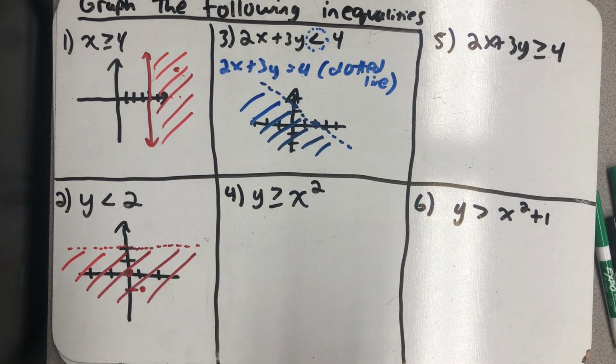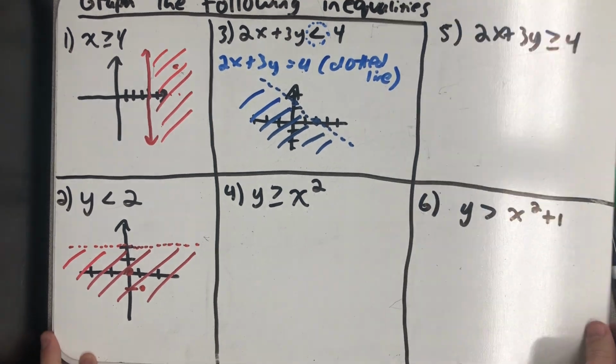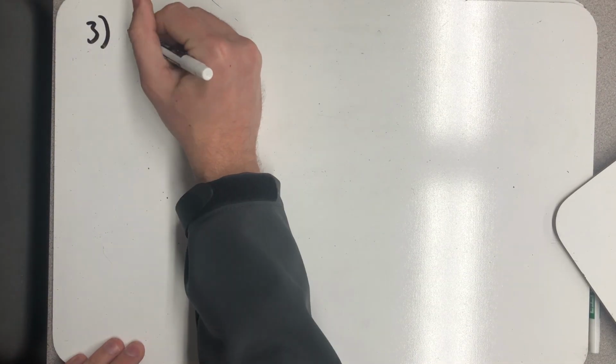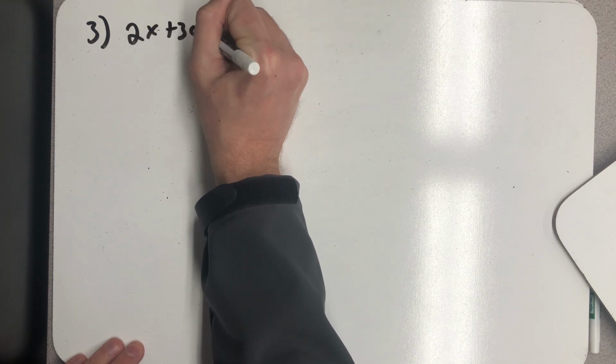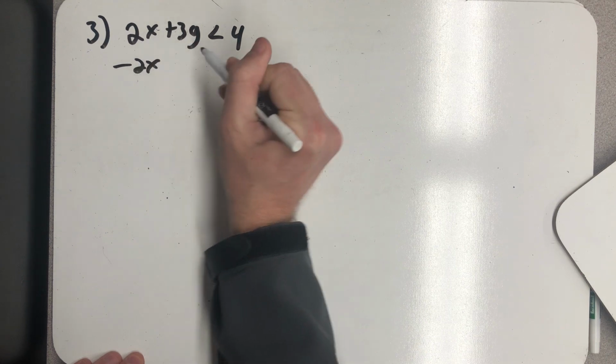But I wanted to think about that line one other way. So I'm actually going to move over to another board and come back to this picture. That inequality was 2x plus 3y is less than 4. And so one way to go about this is to get y by itself.